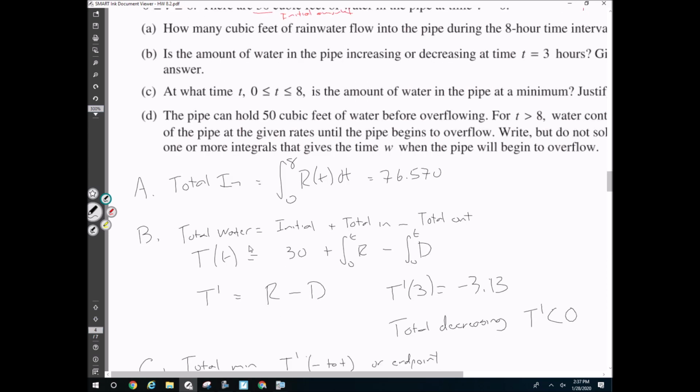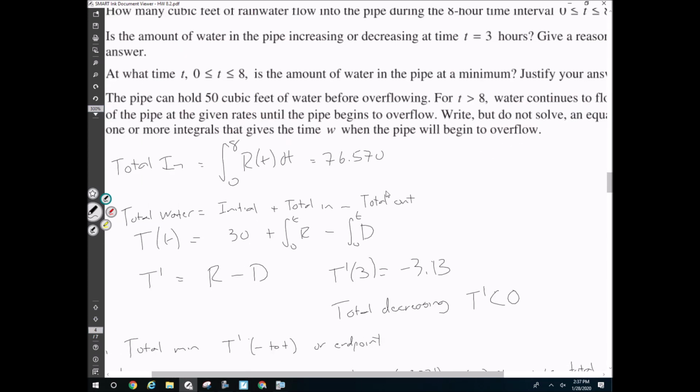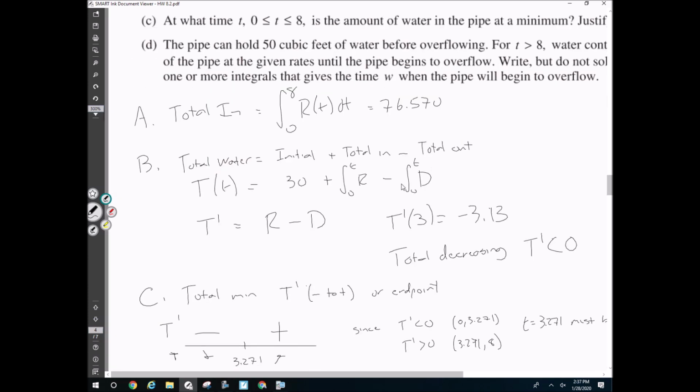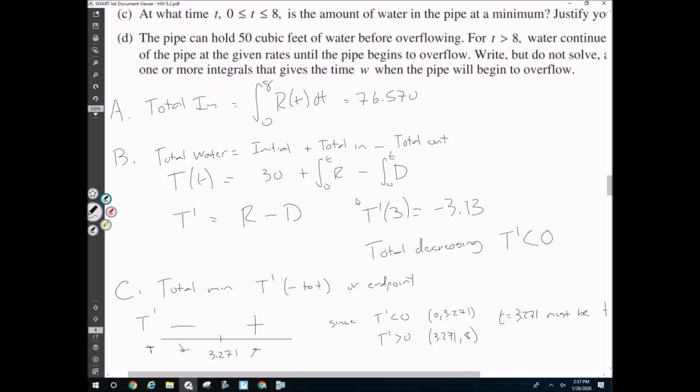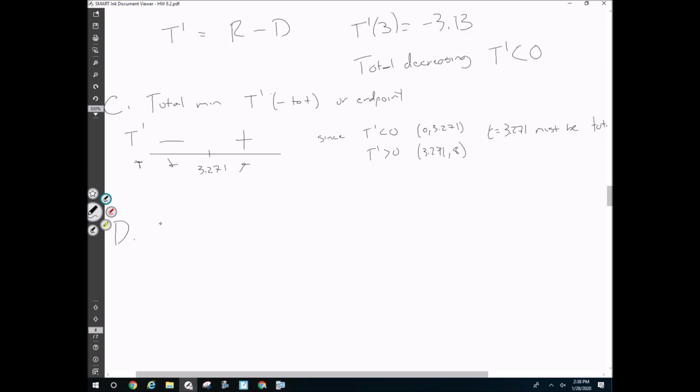Part D. The pipe can hold 50 cubic feet of water before overflowing. For t greater than 8, water continues to flow into and out of the pipe at the given rates until the pipe begins to overflow. Right, but do not solve an equation involving one or more integrals that gives the time W when the pipe will begin to overflow. Well, the pipe's going to overflow when the total is greater than or equal to 50.